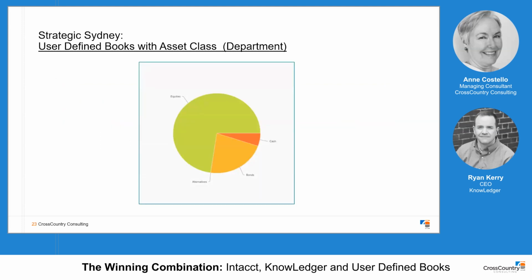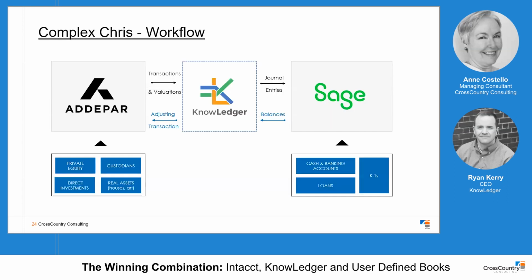One thing that makes this configuration great is it's super easy to make graphs out of it. And frequently family office members like to see graphs rather than just a spreadsheet. Now we're going to move on to complex CRIS.